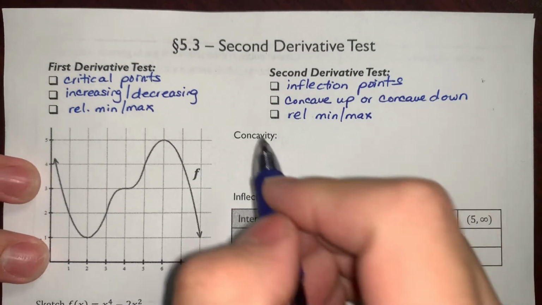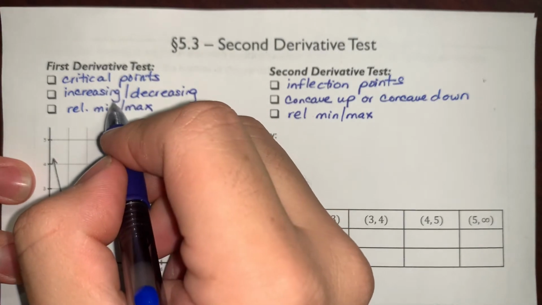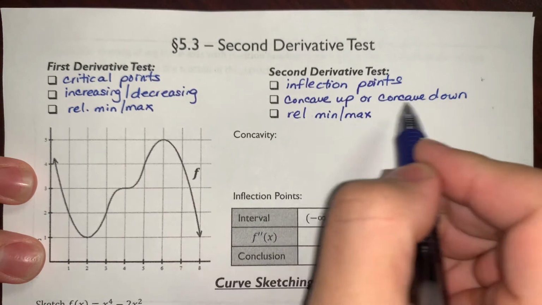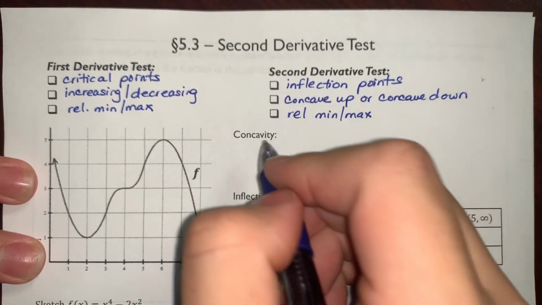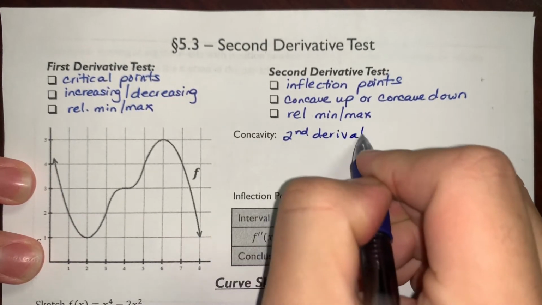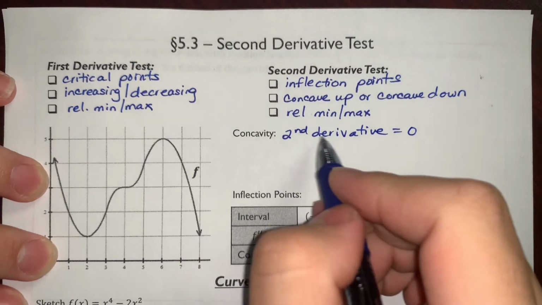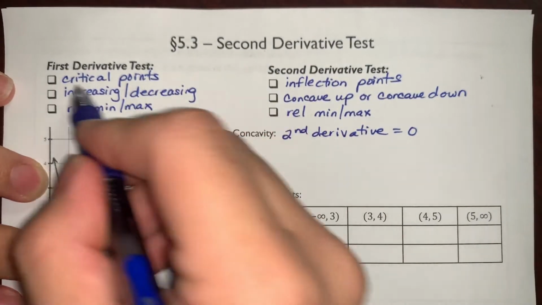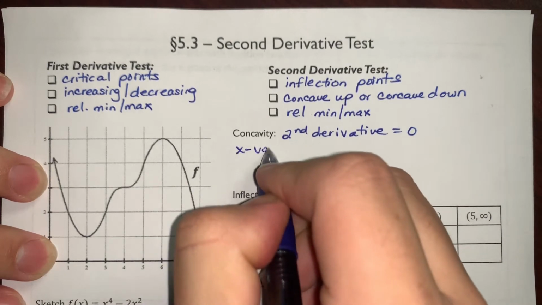All right, so as far as concavity is concerned, very similar to what we did with the first derivative test, where we wanted to know where the function is increasing or decreasing, for the second derivative test we're going to use that to determine whether something is concave up or concave down. So for concavity, what we're going to do is get the second derivative and then set it equal to 0. Similar to when we set the first derivative equal to 0 to find our critical points, to find the inflection points, those are our x values, right?